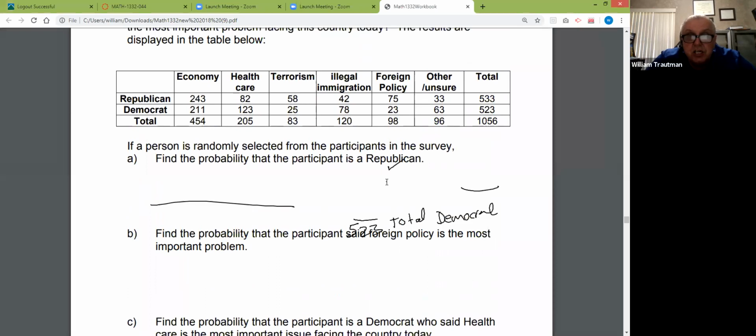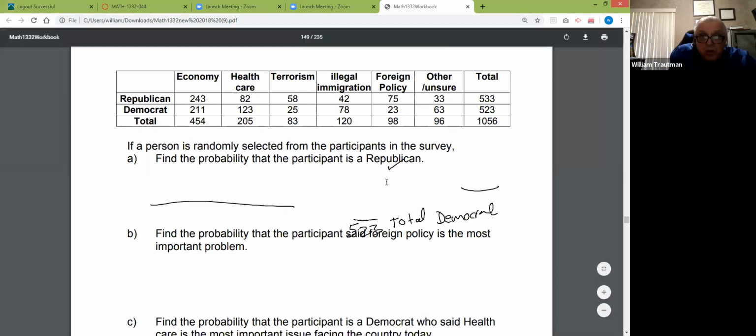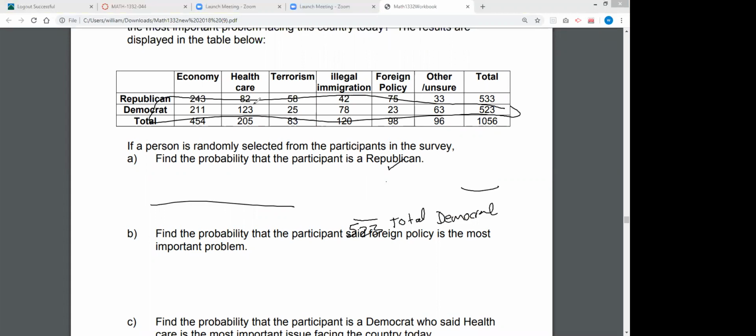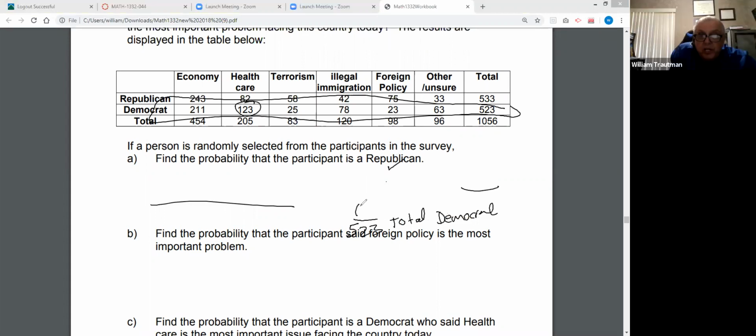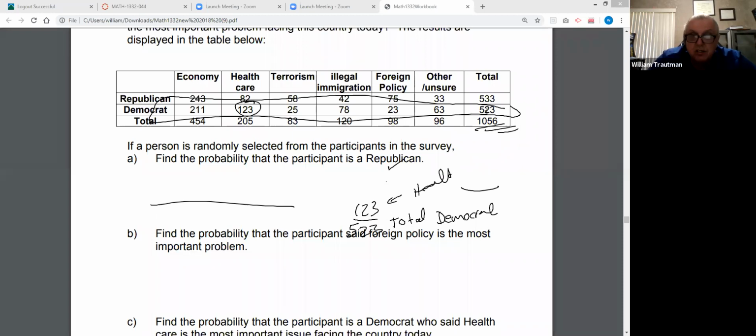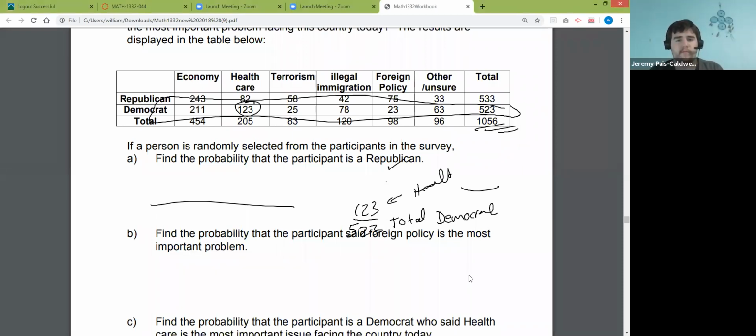If you look, find the probability. So we're only looking at the Democrats because it says only the Democrats. And how many Democrats said the health care? 123. So it's 123 out of 523. So we're not looking at everybody. We're only looking at the Democrats. There's 523 Democrats, and 123 said health care was their number one thing. Does that reduce? No, it doesn't. Okay, just checking.